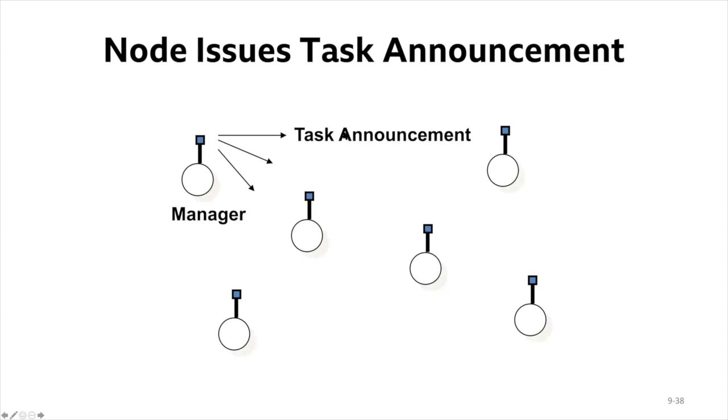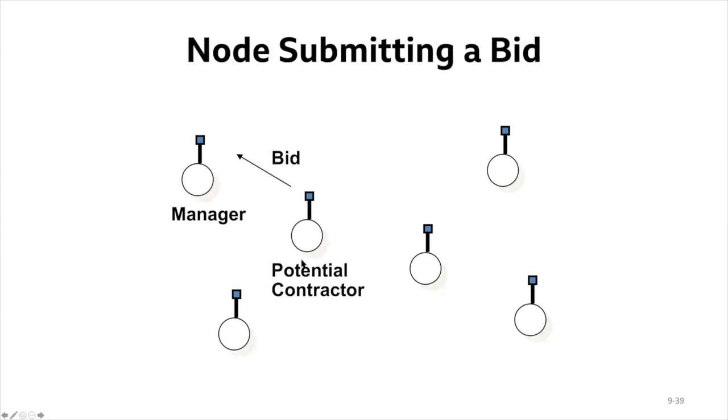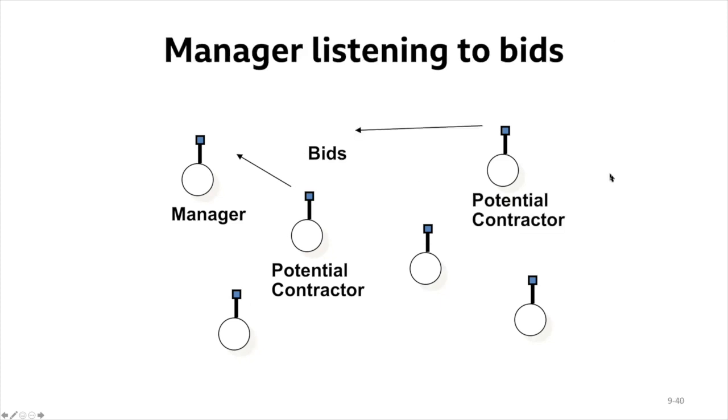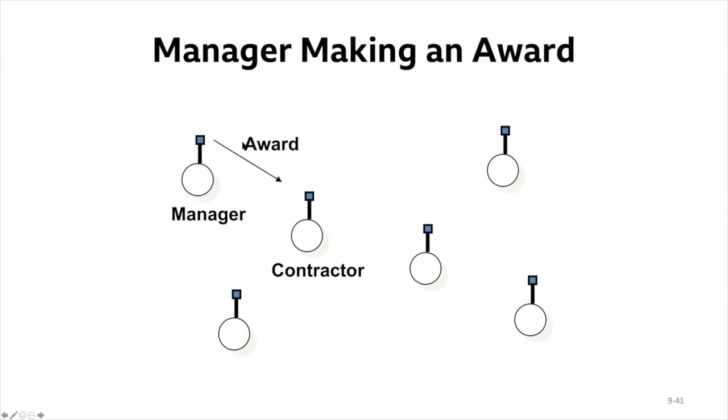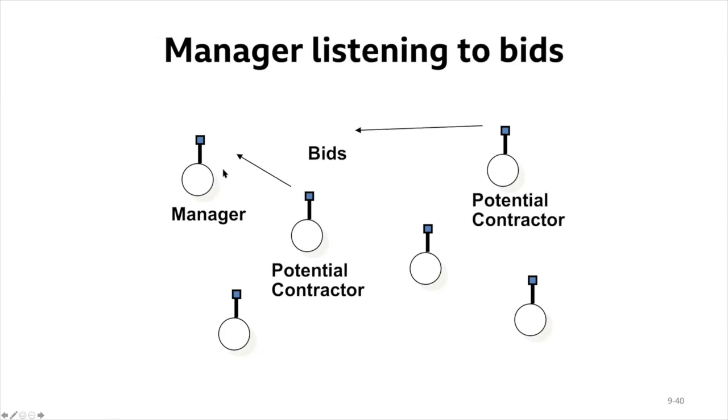So the task announcement here specifies: this is the task that I want to be carried out, any quality of service parameters, any meta task information. This is how you submit bids. Each potential contractor then decides whether to submit a bid. So here we've got two different contractors submitting bids to the original manager. The manager then decides between those competing bids.